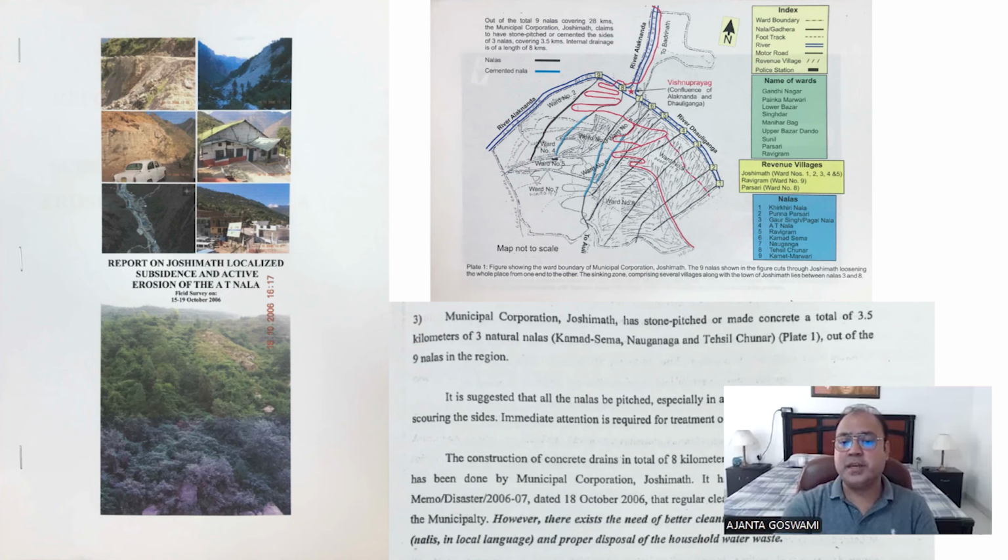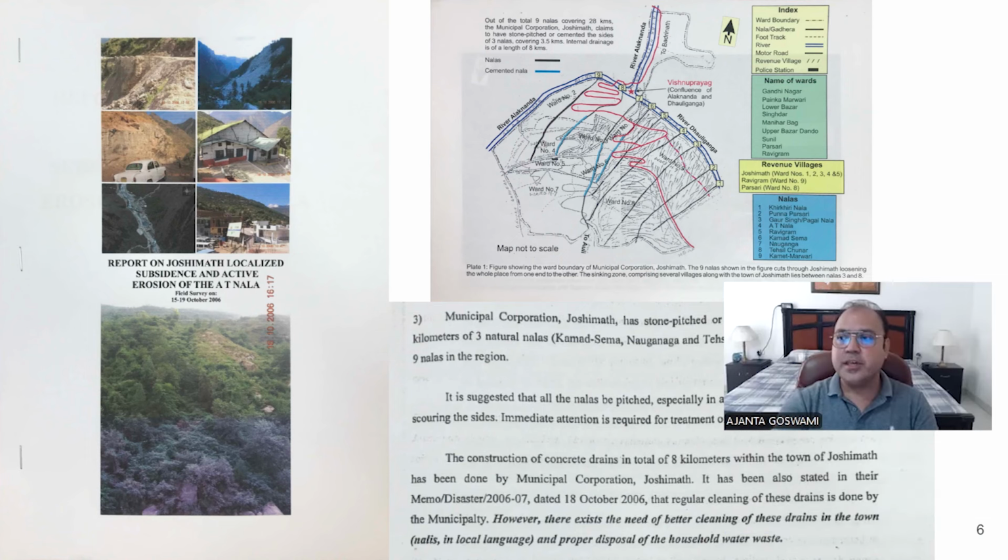In response, she has written that construction of concrete drains of a total of 8 kilometers within the town of Joshimath has been done by Municipal Corporation Joshimath. It is also stated in their memo dated 18 October 2006 that regular cleaning of these drains is done by the municipality. However, Dr. Chaudhary has emphasized that there is a need for better cleaning of these drains in the town, which are locally called nalas, meaning drains, and proper disposal of household wastewater is required. So it means all the efforts were already being made by the state government. Still, there was a need for some more effort.